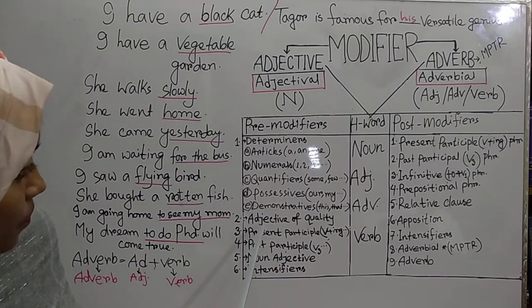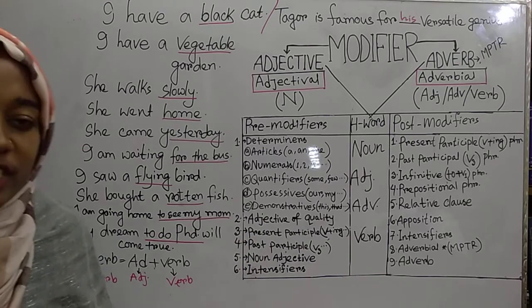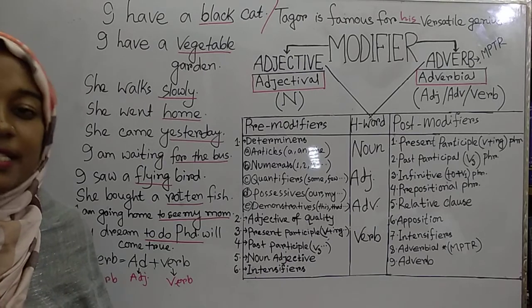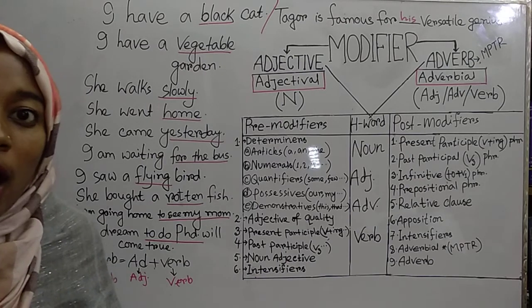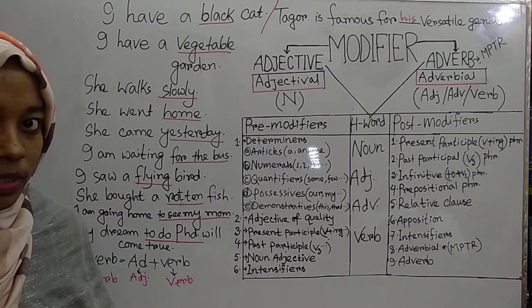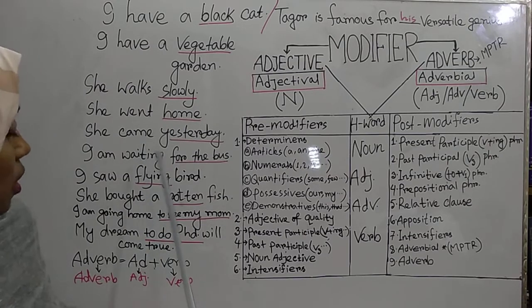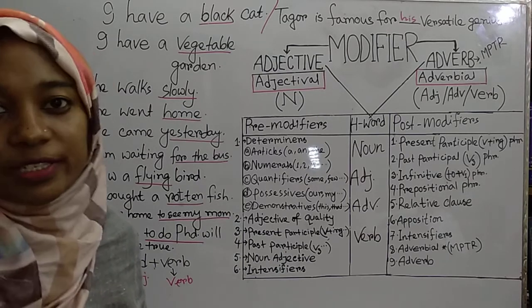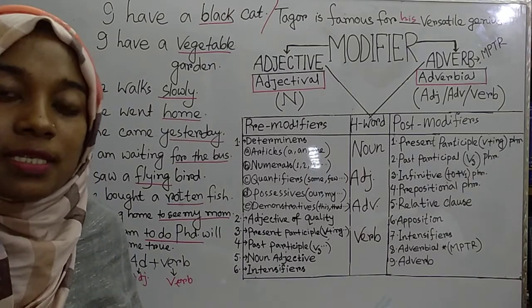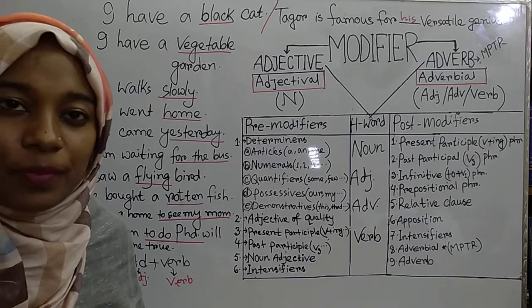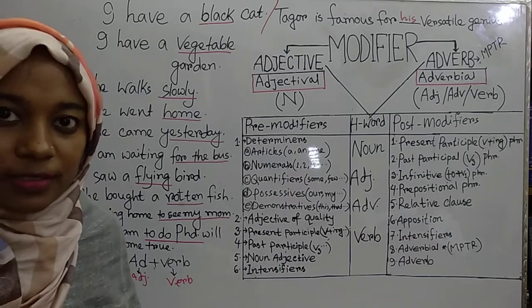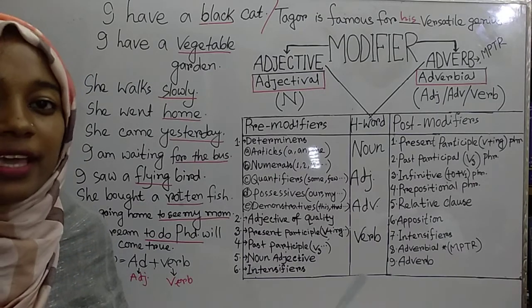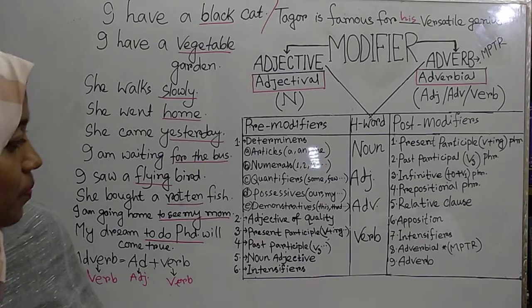Next, adjective of quality. Actually, an adjective of quality is the answer to the question "how" of a noun. For example, I have a nice pen. How is the pen? Here the answer is nice. Here, nice is the adjective of quality.